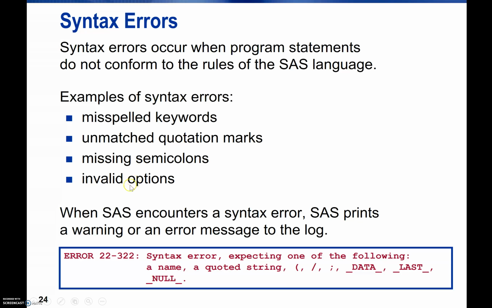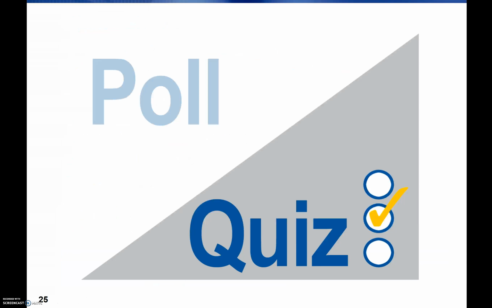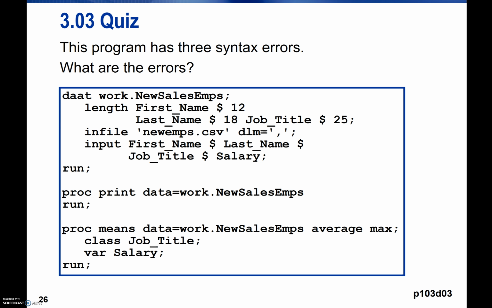Invalid options. That one is easy to make and hard to detect because you don't realize it's invalid unless you look at the log. Okay, so there's some errors here. Pause the video, see if you can detect the errors. Okay, so what's wrong with DAAT? Well, that's not a word. It's supposed to be data. What's wrong here? Missing semicolon, very common. What's wrong here? This one may have been one you couldn't find. We do use the word mean as a keyword to calculate the measure of central tendency, the mean, not the word average.